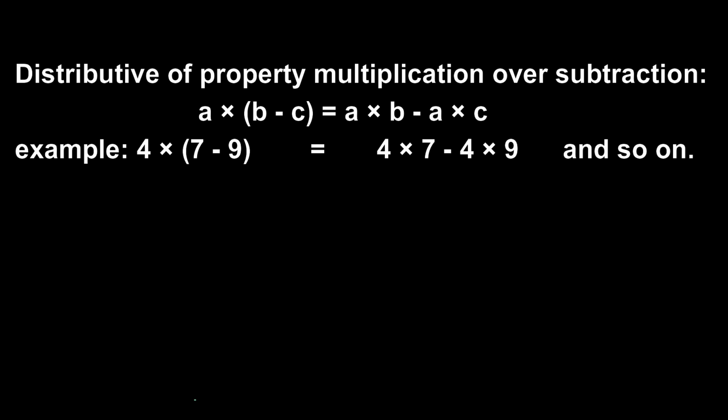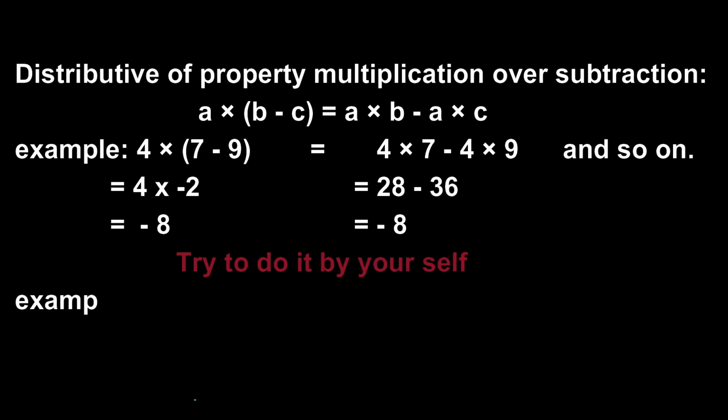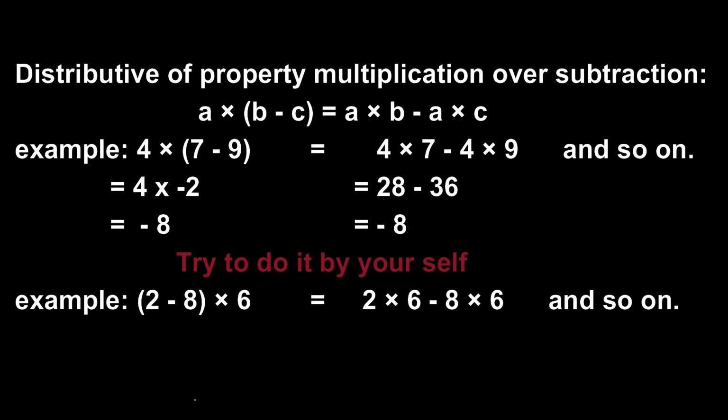Now we will discuss the distributive property for multiplication over subtraction. The same thing we are going to have, but instead of the plus sign, now we are going to have subtraction, that is the minus sign. So let's see an example. 4 multiplied by (7 minus 9) on the left side, and on my right side, 4 multiplied by 7 and so on. That is another method that is called the distributive property method.